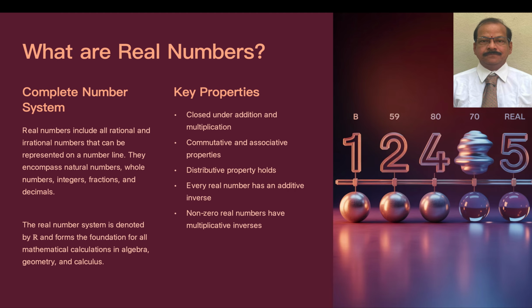Real numbers include all rational and irrational numbers that can be represented on a number line. They encompass natural numbers, whole numbers, integers, fractions, and decimals. These decimals can be classified into two categories: rational and irrational. Irrational decimal numbers will be non-recurring and non-terminating. That we will discuss.